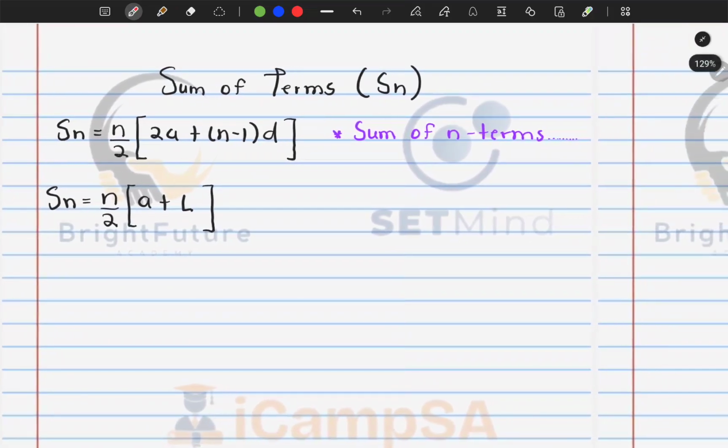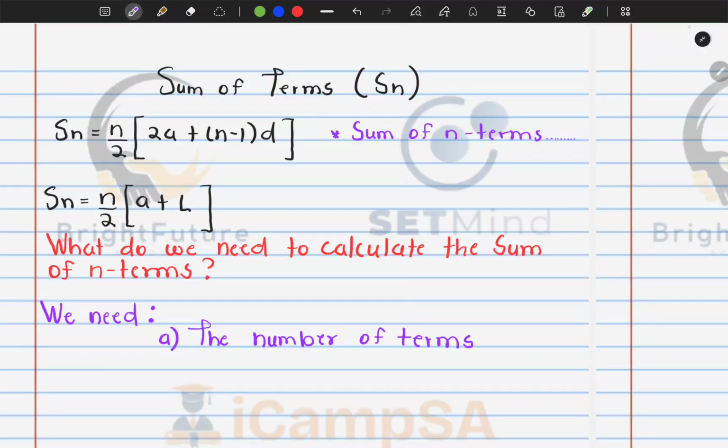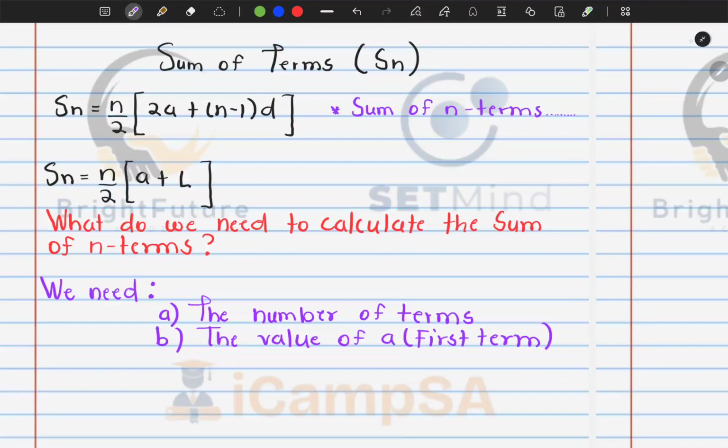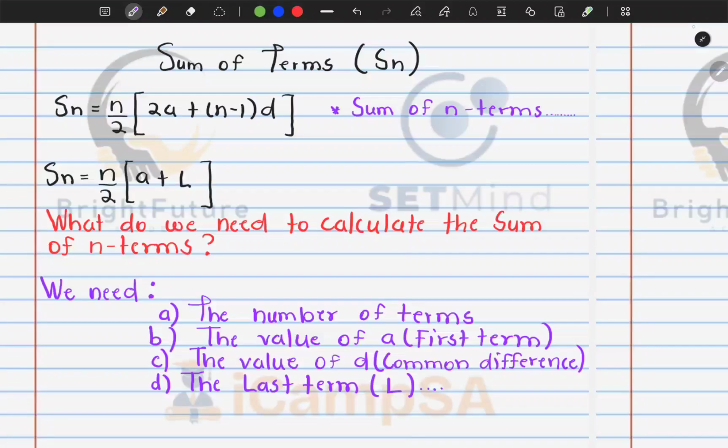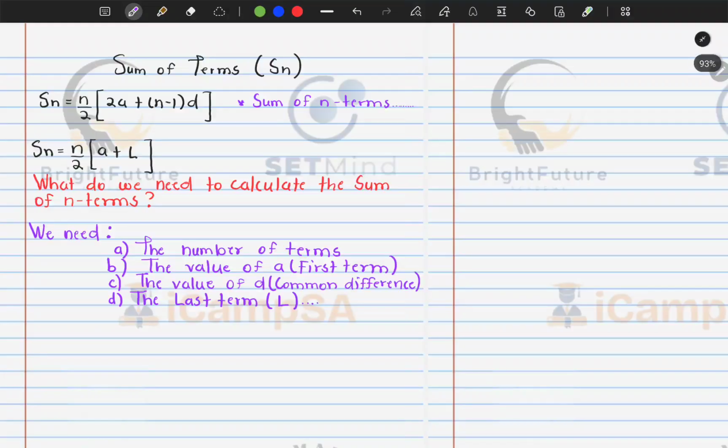So if you look at these equations, you should ask yourself, what do we need in order for us to determine the sum of n terms? What you should see, we need the value of a, we need the number of terms n, and we need the value of d. And if we're using the other equation, we need the last term. So once we have established all of these quantities which we need, we can now therefore go and find the sum.